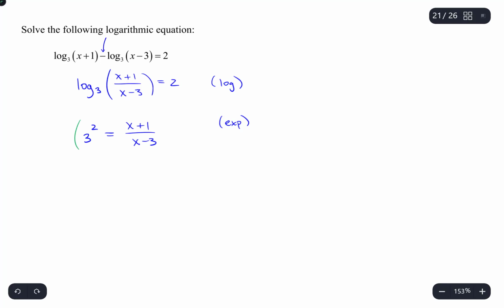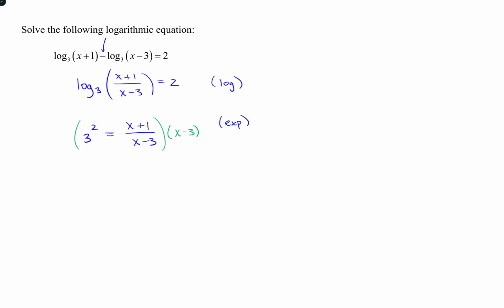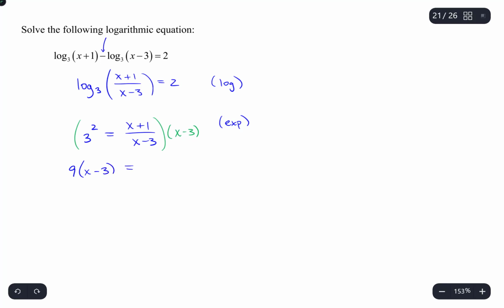So what I will do next is multiply both sides of this rational by x minus 3. So 3 squared is 9, and then that's going to be multiplied by x minus 3. The x minus 3's on the right-hand side will cancel, so that's just left with the numerator x plus 1. Now distributing the 9, I have 9x minus 27 equals x plus 1.